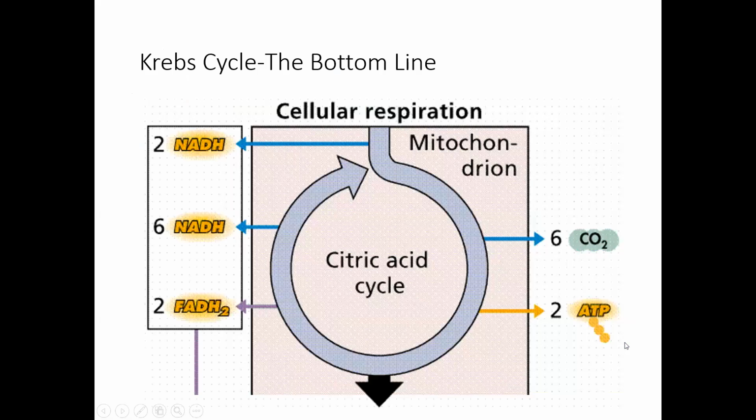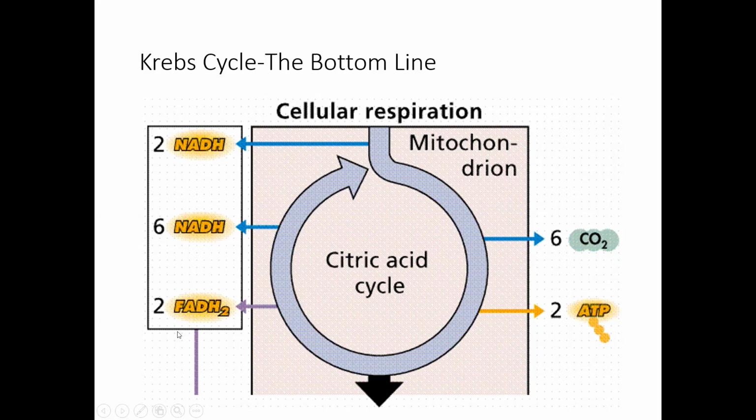So what do you need to remember? Well, this is the bottom line slide right here. 8 total NADHs. This is from a molecule of glucose. Because remember, there's 2 pyruvates. So you have to add everything together. You have to add the results of the first pyruvate and the second pyruvate. And so you end up with 8 NADHs, 2 NADHs from when the pyruvate comes in, and 6 more from the cycle itself. You get 2 FADH2s.